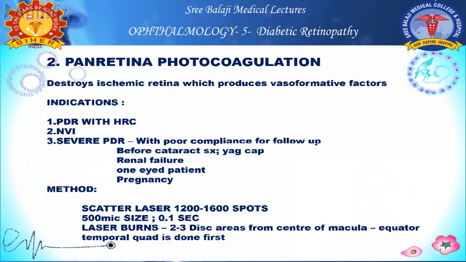So how do we do it? We use scatter laser and we do 1200 to 1600 spots of burns, and each spot would be 500 microns in size and the duration of the burn would be 0.1 second. The laser burns are given 2-3 disc areas from the center of the macula up to the equator and periphery. And the temporal quadrant is done first.